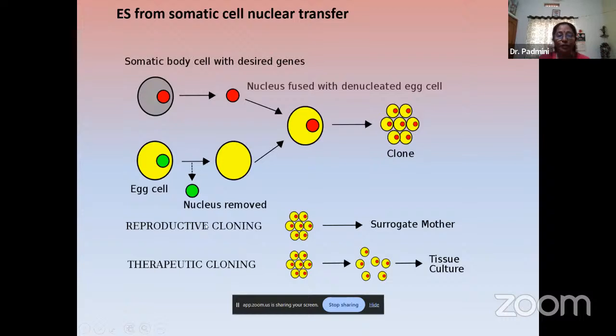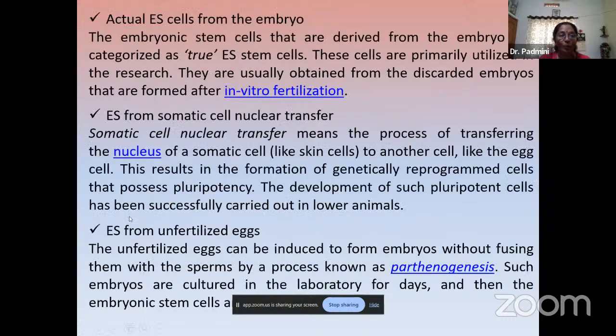In reproductive cloning, you can introduce the cell into a surrogate mother for development of a new organism. When you talk about therapeutic cloning, you culture them as a tissue culture. Whatever tissue you want to culture, say a skin, a liver, a kidney or a bladder, you can do so in this type of somatic cell nuclear transfer. So that is the second one over here.